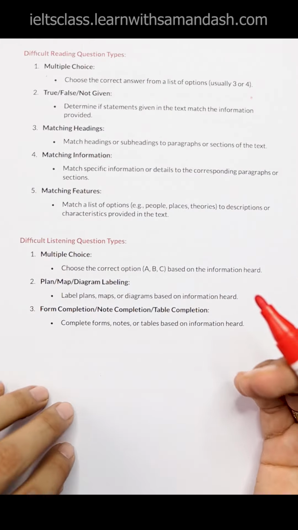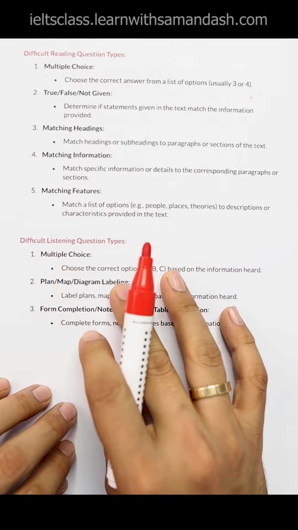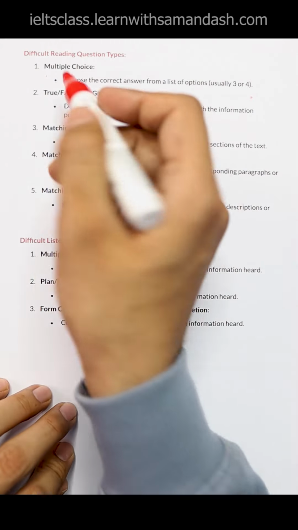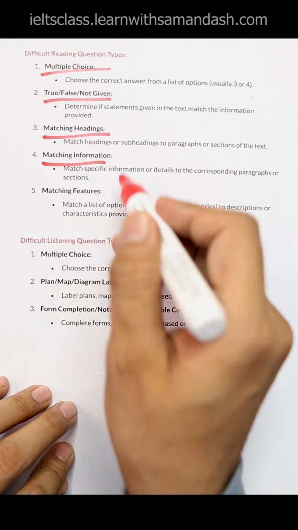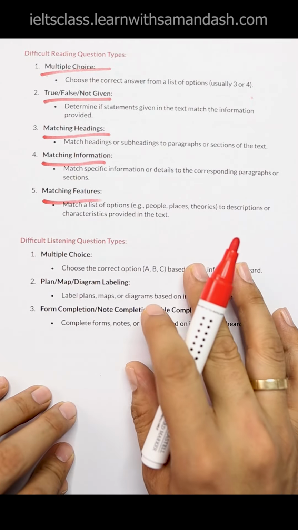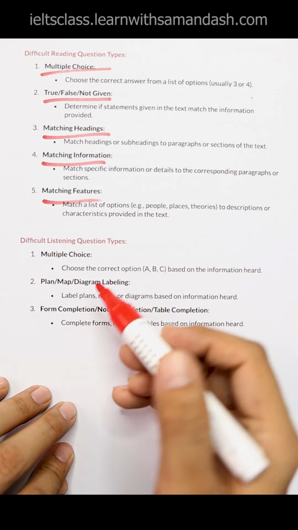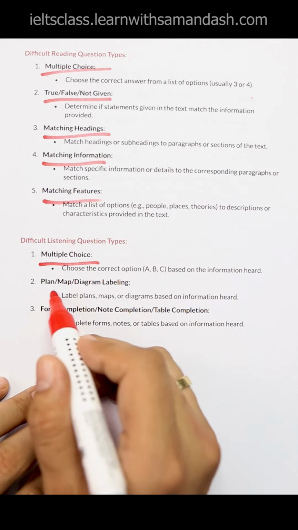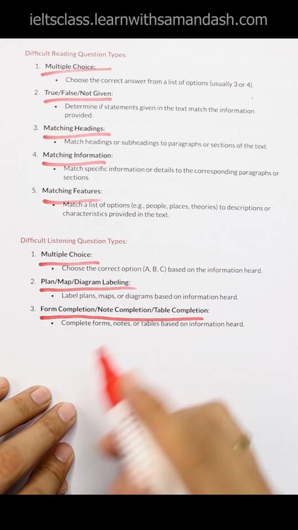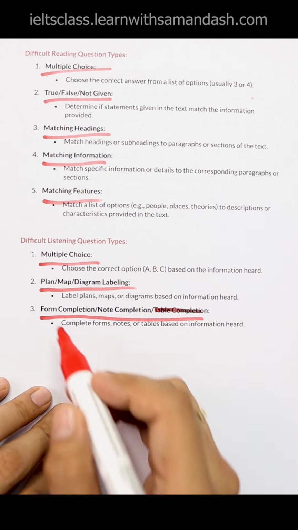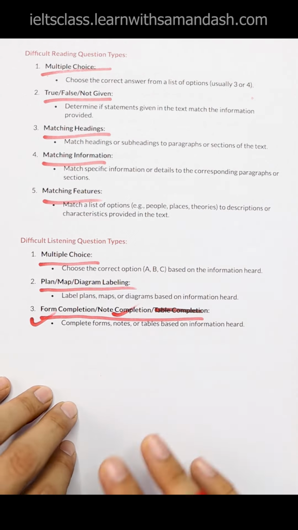I'm giving you some examples. For example, these are some difficult question types in reading. Multiple choice question, true, false, not given, or yes, no, not given, matching heading, matching information, matching feature. All of them are difficult types in reading. Coming to the listening, multiple choice, plan, map or diagram labeling, or form completion, note completion, table completion. Out of the table we can remove still, but yeah, form and note completions are difficult.